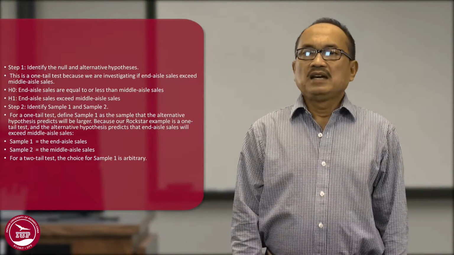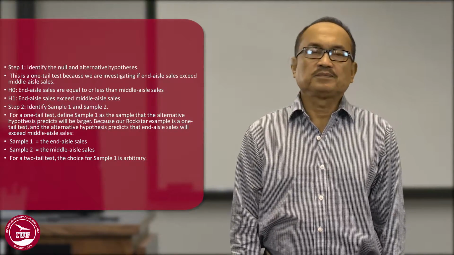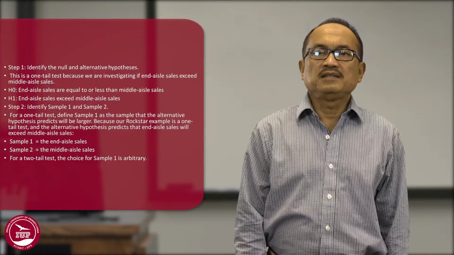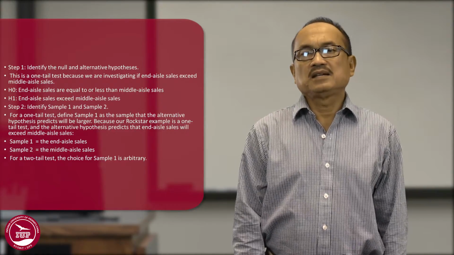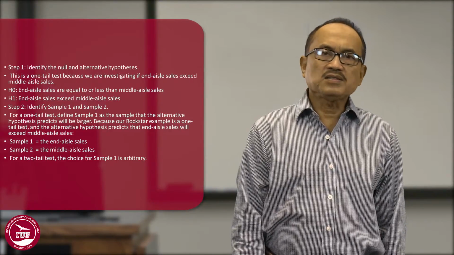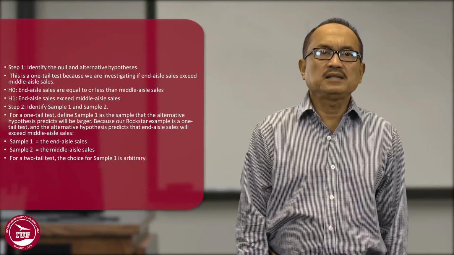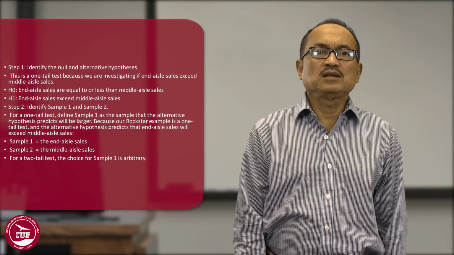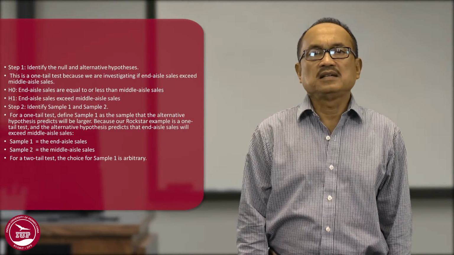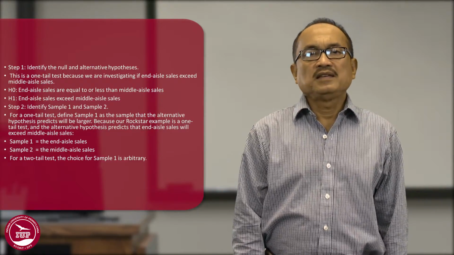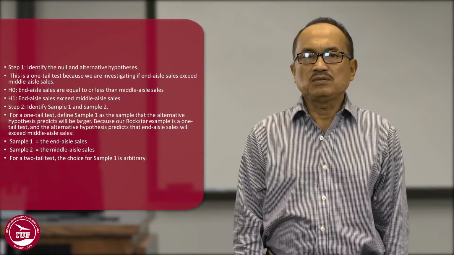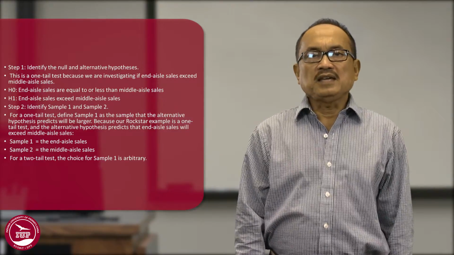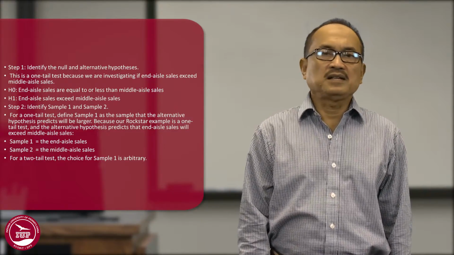Step 2. Identify sample 1 and sample 2. For a one-tail test, define sample 1 as the sample that the alternative hypothesis predicts will be larger. Because our Rockstar example is a one-tail test and the alternative hypothesis predicts that end aisle sales will exceed middle aisle sales, sample 1 is equal to the end aisle sales, and sample 2 is equal to the middle aisle sales. For a two-tailed test, the choice for sample 1 is arbitrary.